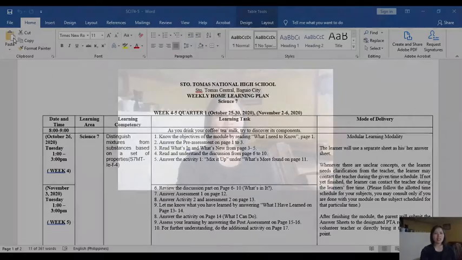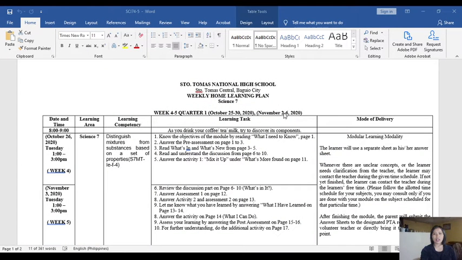And now, before we go over your module, let us go over your weekly home learning plan. What is this weekly home learning plan? This is important because it will serve as a guide for you in going over your module. So in science, I prepared this weekly home learning plan.